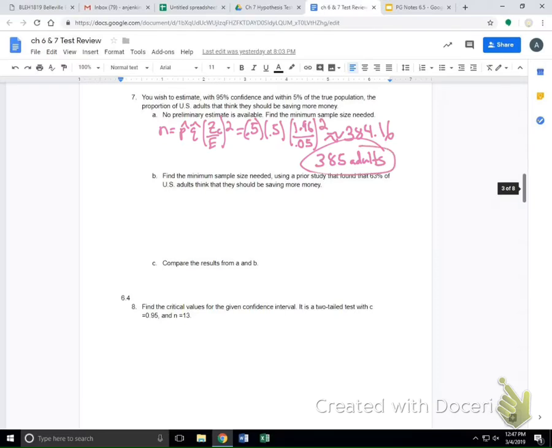So the next one is the same scenario, but now you have a preliminary estimate. Our preliminary estimate now says that you found that 63% of U.S. adults think they should be saving more money. Well, that's going to be your p hat. So we're going to use that same formula. So n equals my p hat, which is now 0.63, times my q. Remember, that's 1 minus p hat, so that's going to be 0.37, all over 1.96 times 0.05 squared, which allows us to have 358.19 or 359 people.